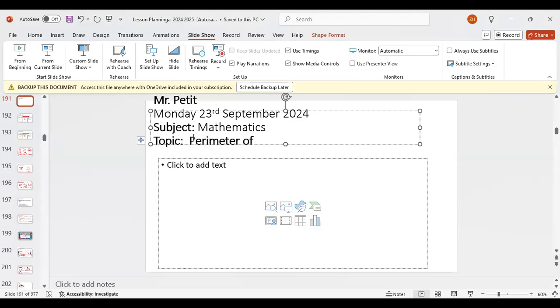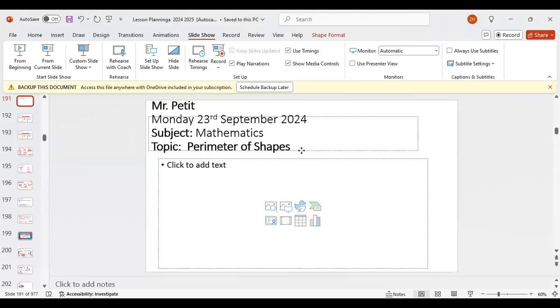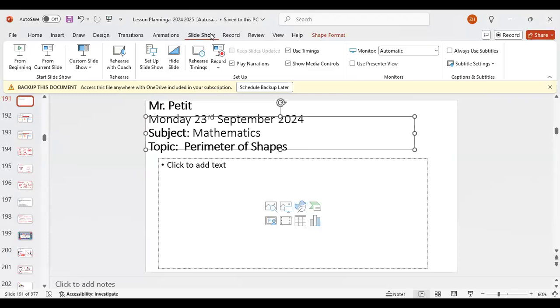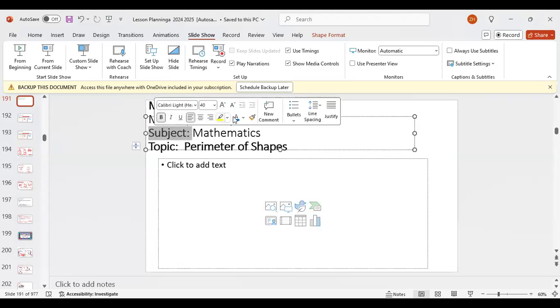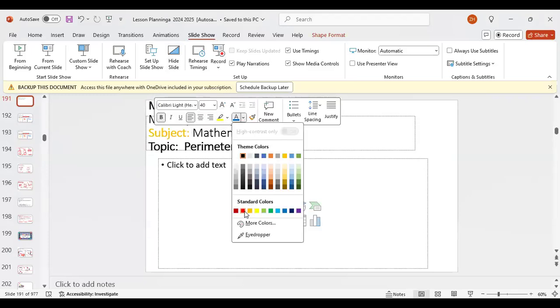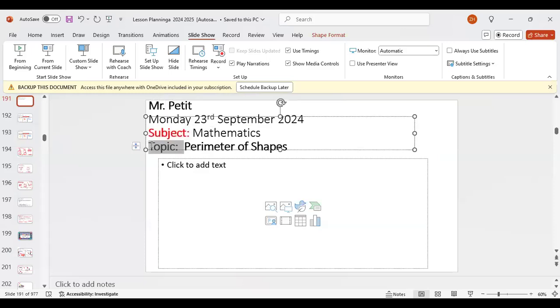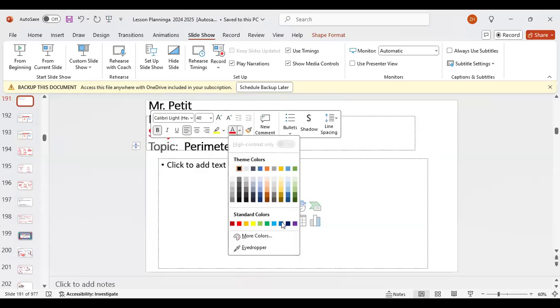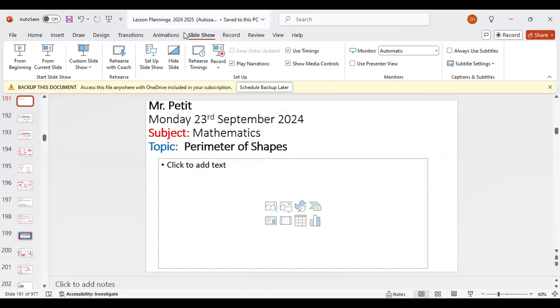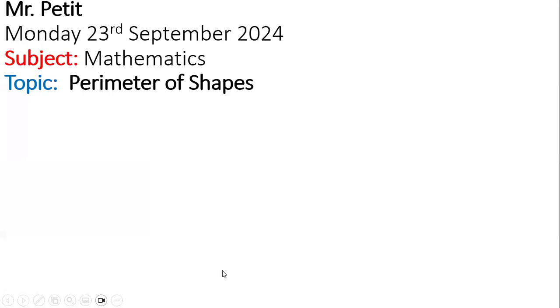Perimeter of shapes. Anyone familiar with that word perimeter? Yes, sir. Someone said no. Okay, good. So we're going to be looking at how to calculate what we mean by perimeter. We're going to define it, and then we're going to look at how to calculate it. You never heard of perimeter before? Okay, no problem. We're going to explain it and break it down for you.